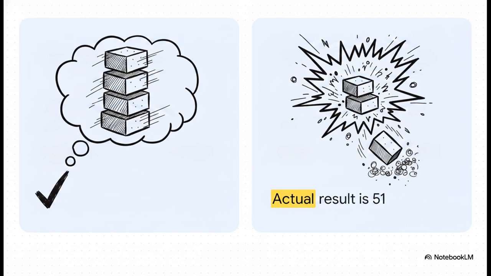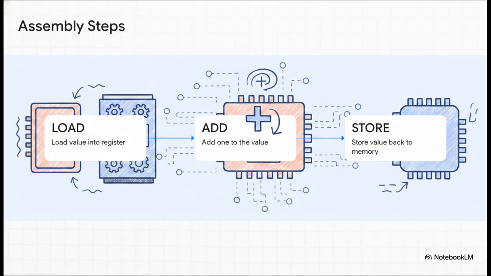Why does that happen? Now, what's really interesting about this slide is the illusion of high-level code. To you and me, x = x + 1 looks like a single, unbreakable atomic operation. But the CPU, it doesn't see one command. Down at the assembly level, it actually requires 3 separate physical steps. First, the CPU has to load the value of x from shared memory into a local register. Second, it has to add 1 to that register value. And finally, it has to store that newly calculated value right back into the shared memory.